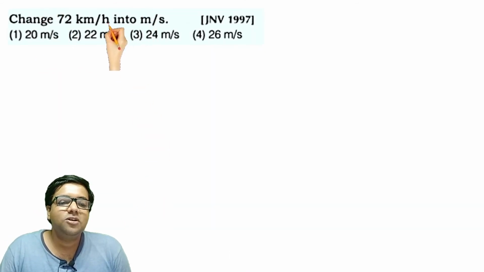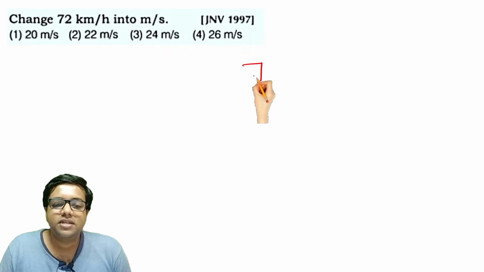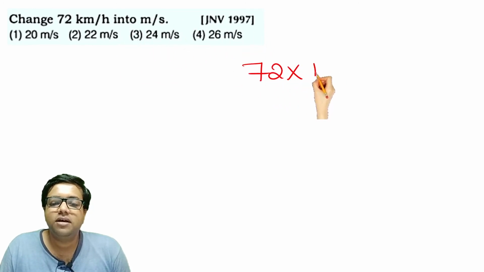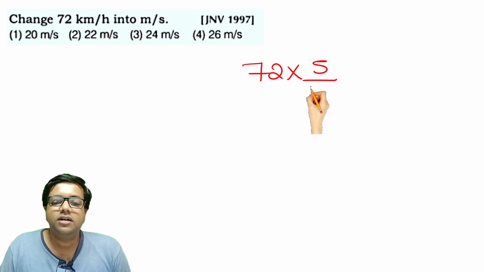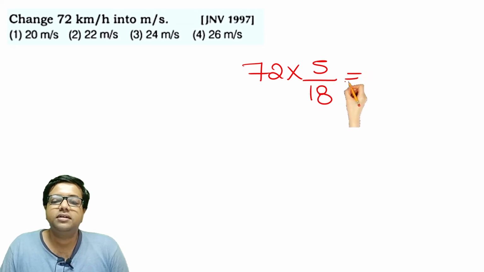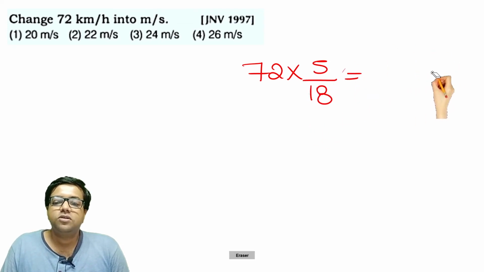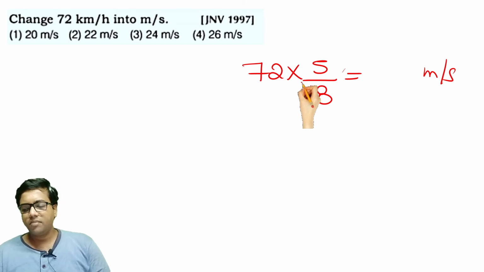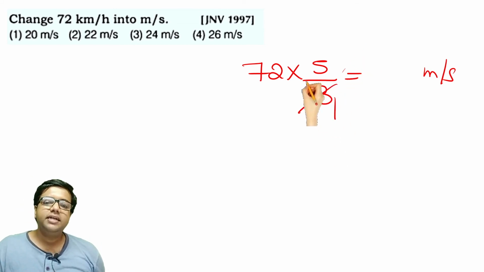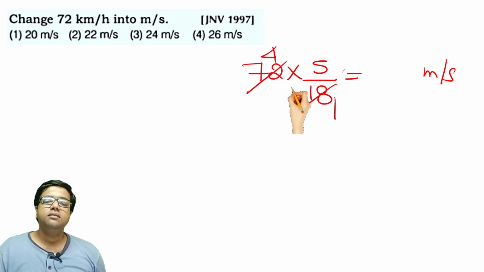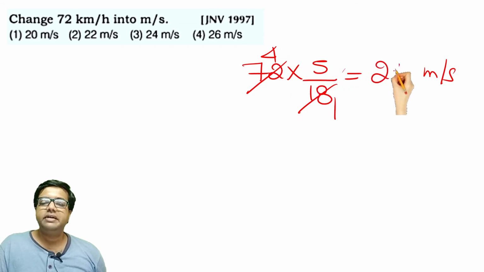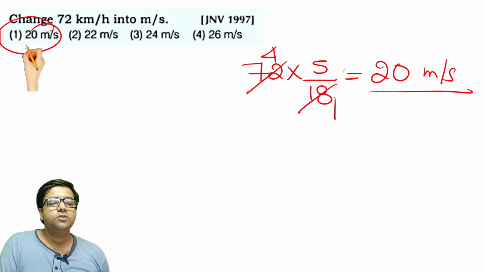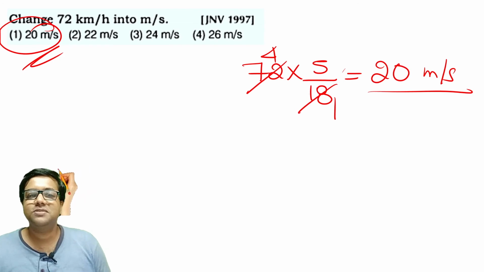Change 72 km per hour into meter per second. This is very easy. You need to multiply by the fraction 5 by 18. Sorry, you will get it in meter per second, isn't it? So let's do it. 18 ones are 18, 18 fours are 72. 5 into 4 is 20 meter per second. Option 1 is the right answer for this question.